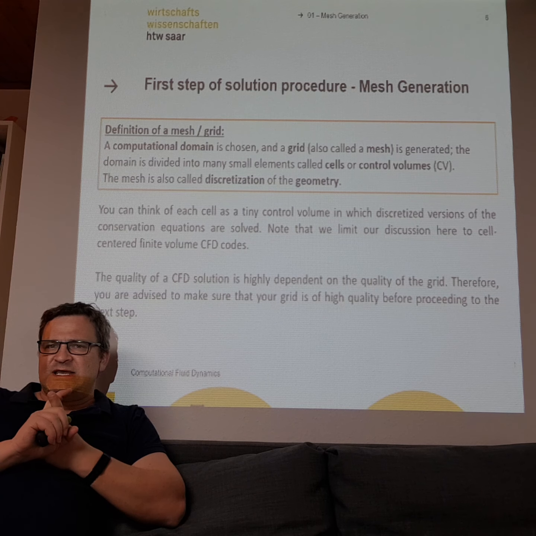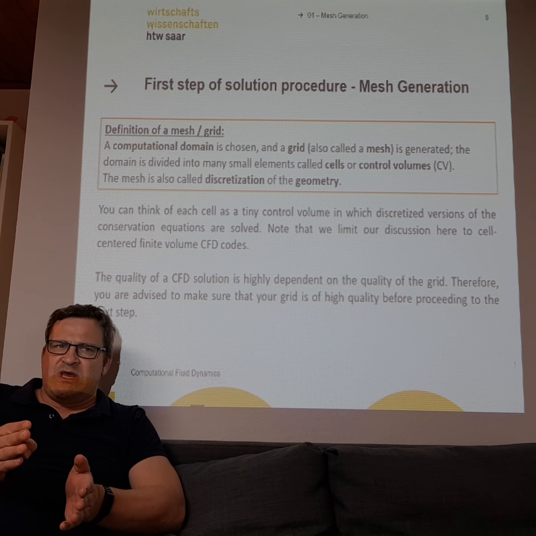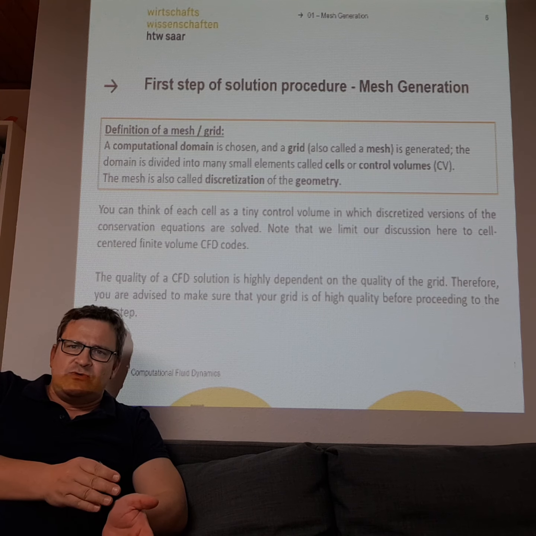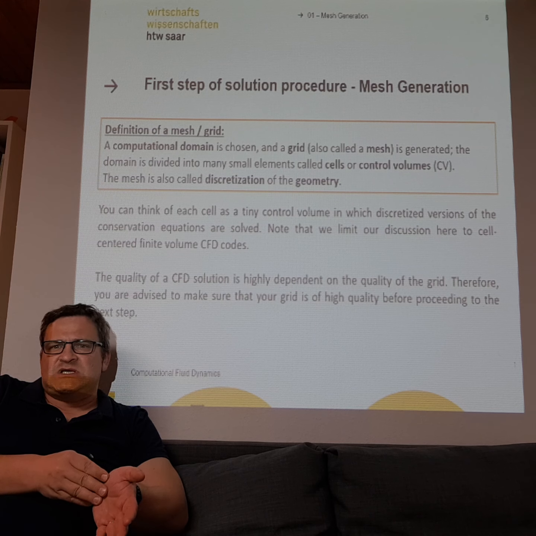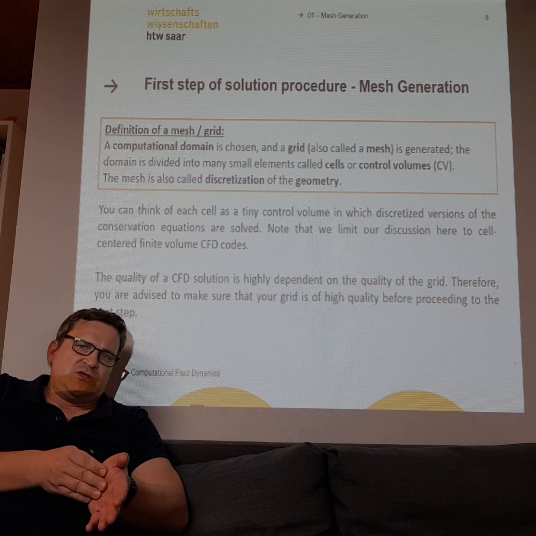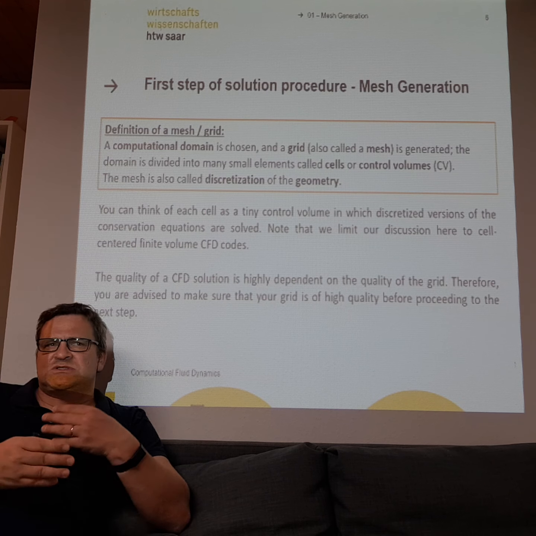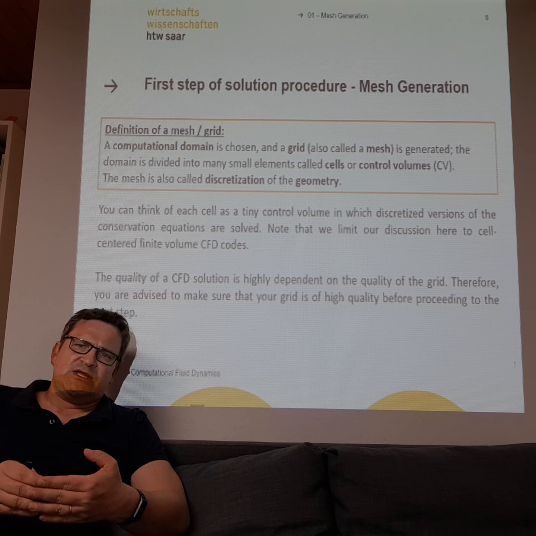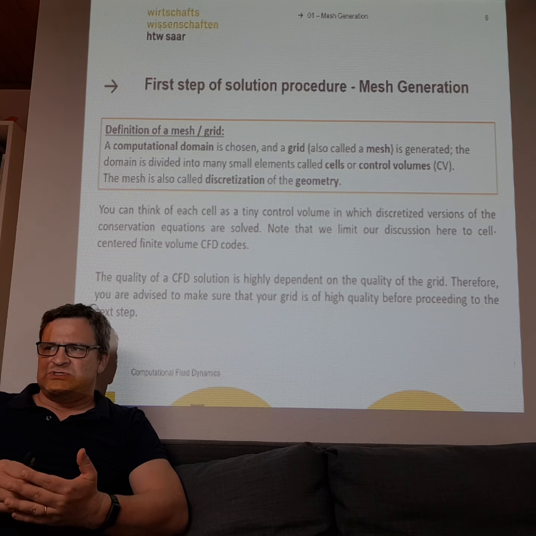There's not one way to make the perfect mesh. It depends very much on your numerical solvers, on your differential equations, on your problems, and on your boundary conditions, also temperature range, pressure range, velocity range, which mesh you have to use.